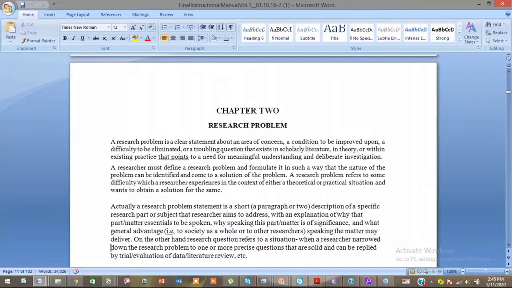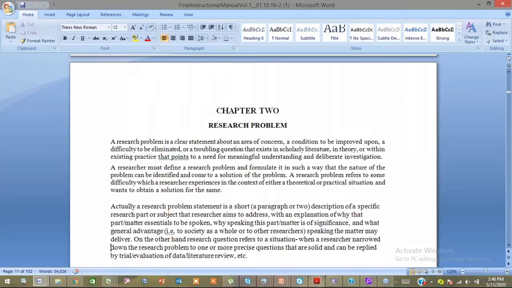So let's say research problem: you cannot start a research without knowing the problem you are trying to resolve. A research problem is a clear statement about an area of concern, a condition to be improved upon, a difficulty to be eliminated, or a troubling question that exists in scholarly literature, in a theory, or within existing practice that points to a need for meaningful understanding and deliberate investigation. So you must understand you cannot conduct a research without answering what the research problem is. A researcher must define a research problem and formulate it in a way that the nature of the problem can be identified and a solution to the problem can be reached.